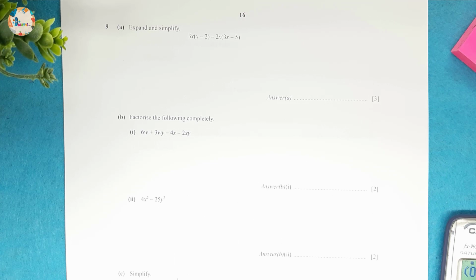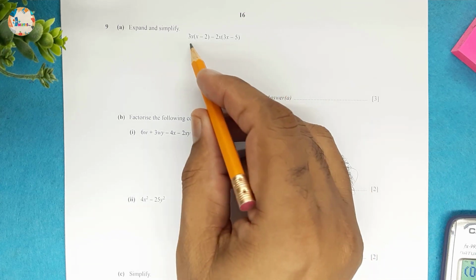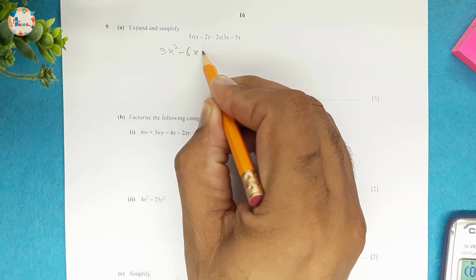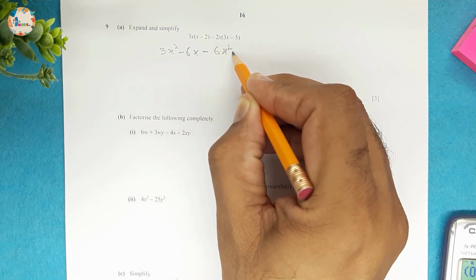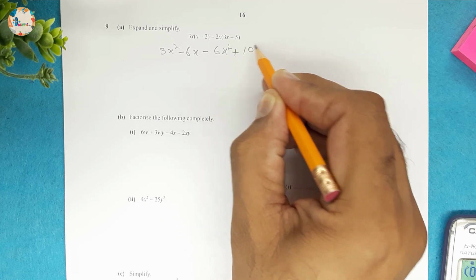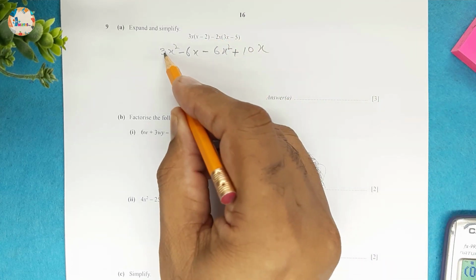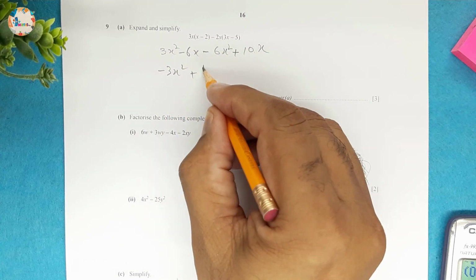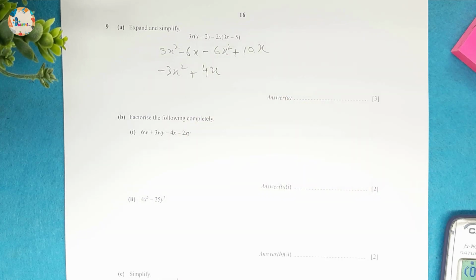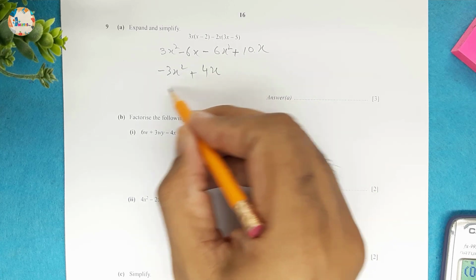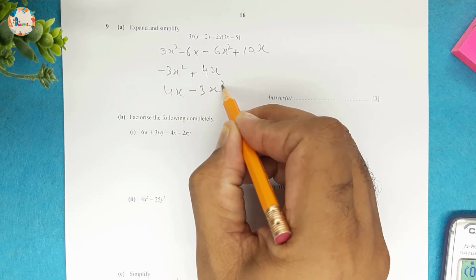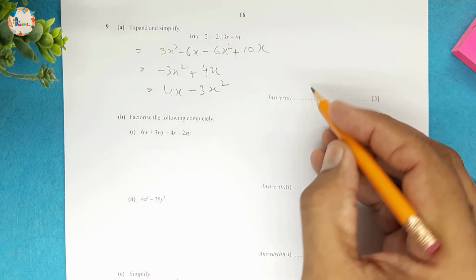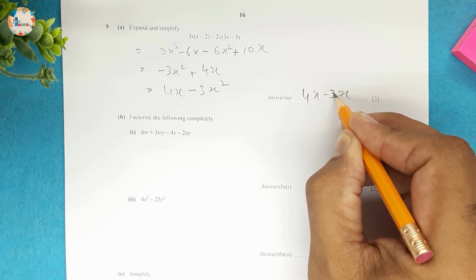Question number 9, expand and simplify. This is the bracket. Simply we'll have to just expand. This will be 3x squared minus 6x and minus 6x squared plus 10x. This multiplied with this will be 10x. So 3x squared, and so minus 3x squared, and this will be plus 4x. So we can write the answer in this format, or we can write 4x minus 3x squared. This one can also be our answer. So we will write here 4x minus 3x squared.